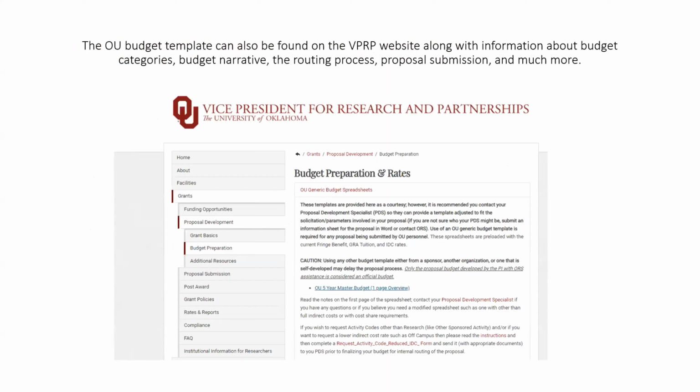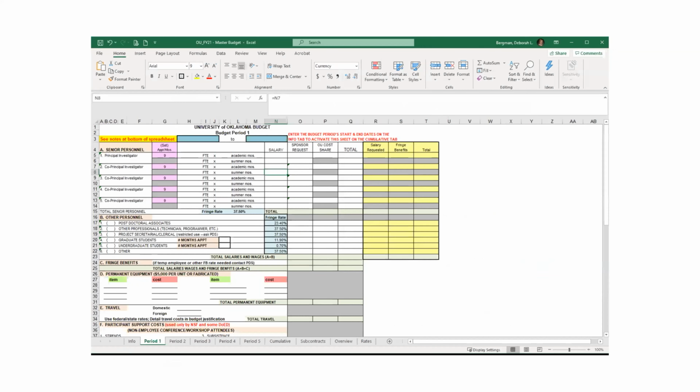The current budget template can also be found on the VPRP website, along with information about budget categories, budget narratives, the routing process and submission process, and many other topics. The OU budget template prepared with ORS assistance is considered the official budget for the proposal. If the sponsor has a budget template that is required with the submission, your PDS may be able to help you with completing that after the ORS budget is finalized.